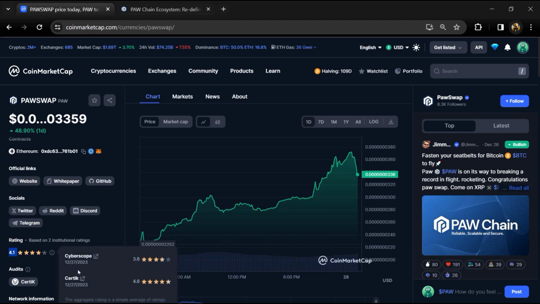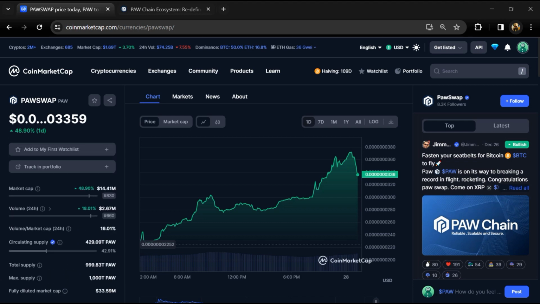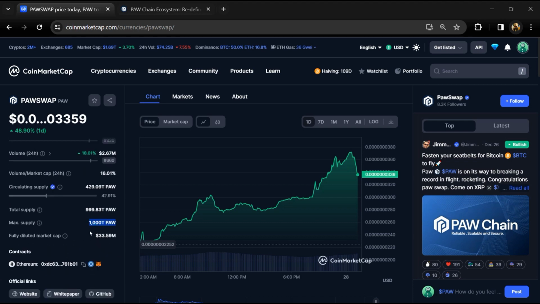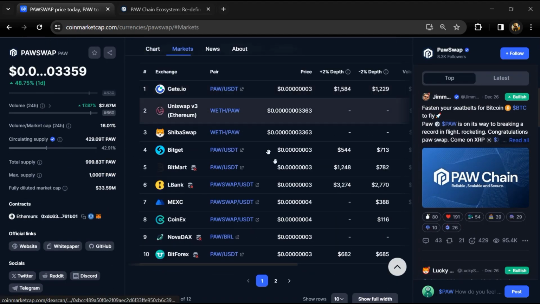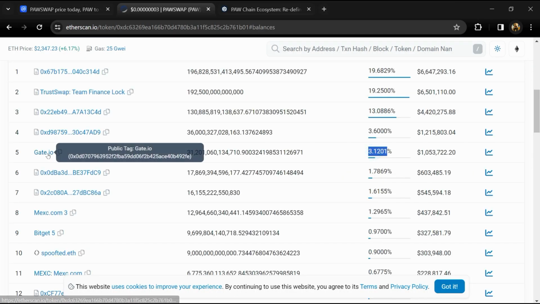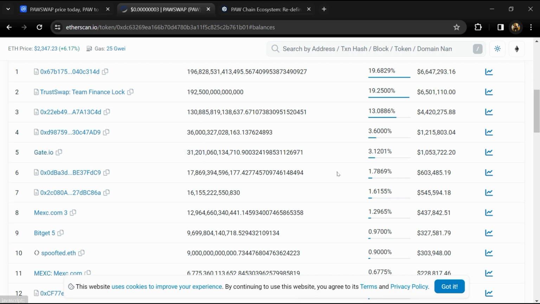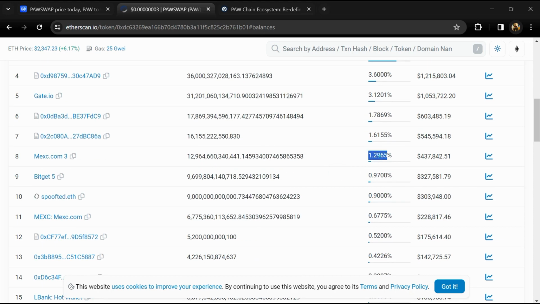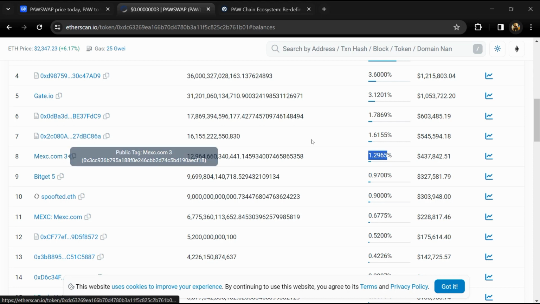PAWSWAP project institution rating is 4.1 and this project is audited by Certik. PAWSWAP token maximum supply is 1000 trillion, total supply is around 999 trillion and circulating supply is around 429 trillion PAW token. PAW token is listed on gate.io, Bitget, Bitmart, LBank, MEXC and other exchanges. 3.1% PAW token is available on gate.io exchange and 1.2% PAW token is available on MEXC exchange.